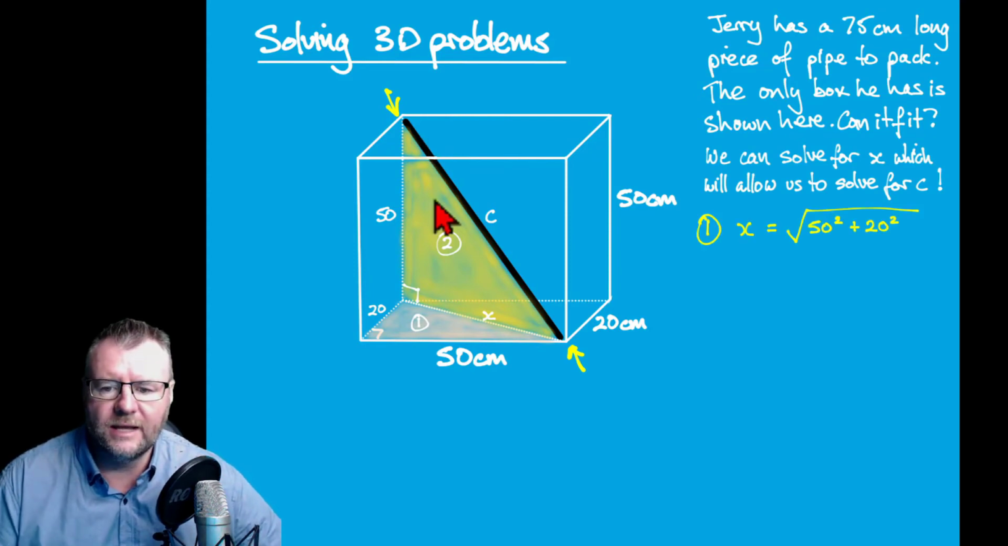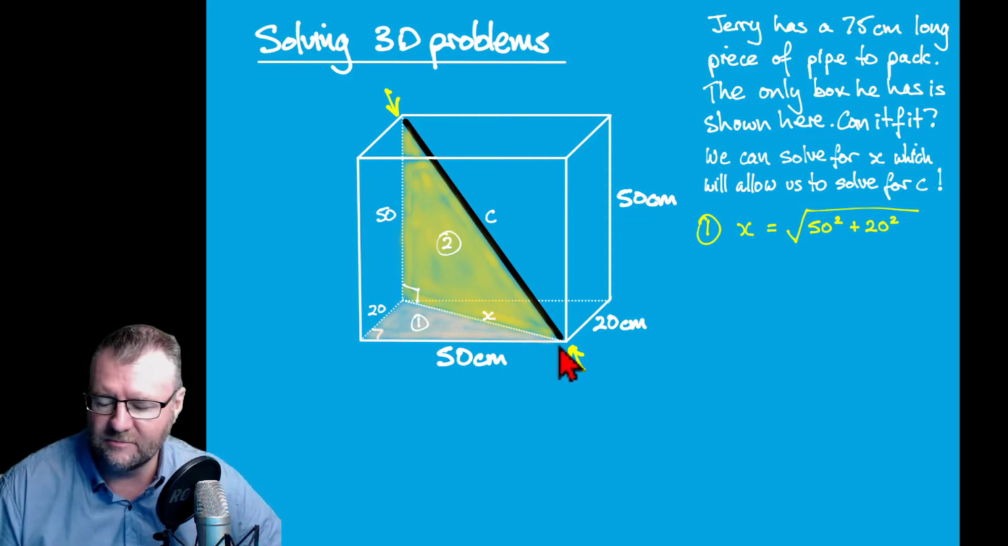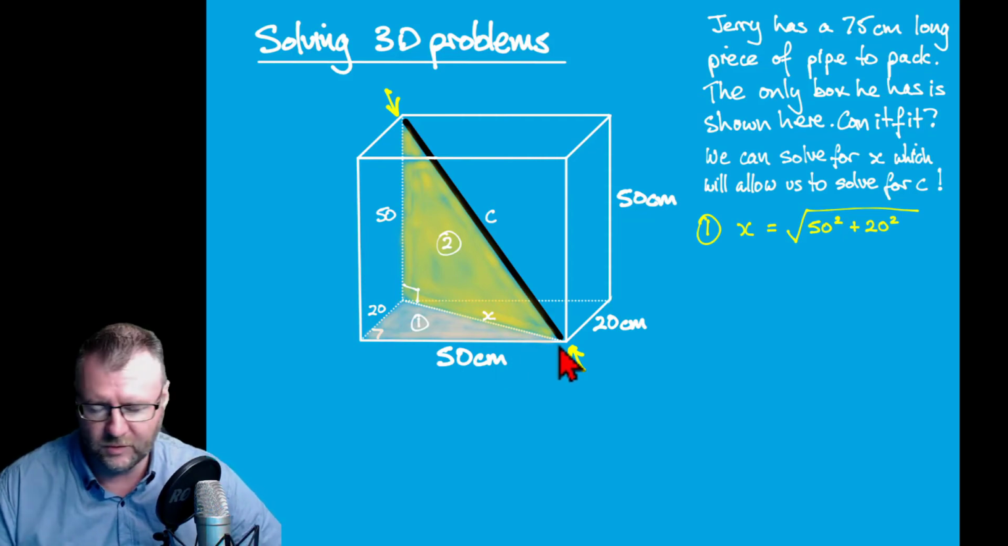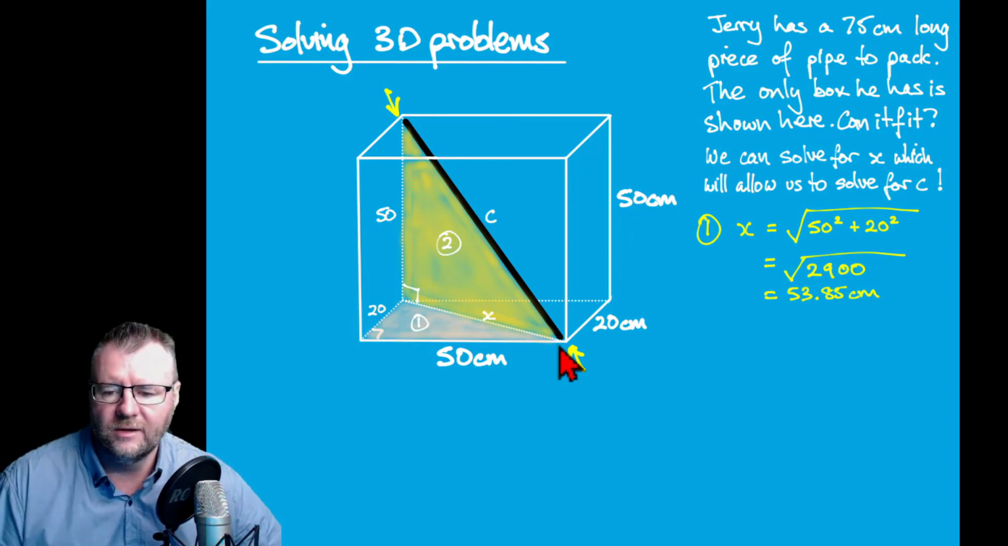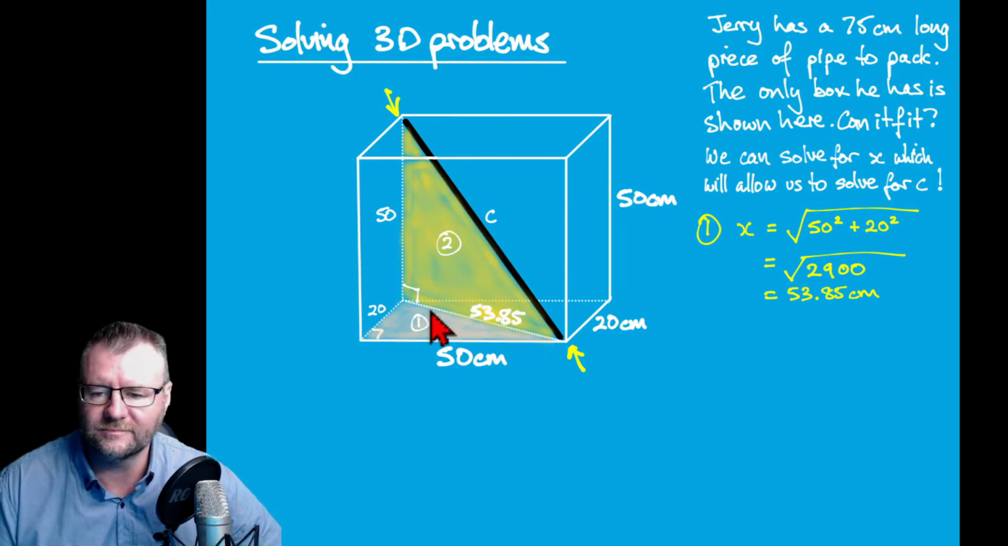Alright, let's do it. X is, I know, the square root of 20 squared plus 50 squared. So that's just an application of Pythagoras' theorem that you should know from earlier videos or earlier lessons. So I can work out an x value of 53.85. So this length here is 53.85.